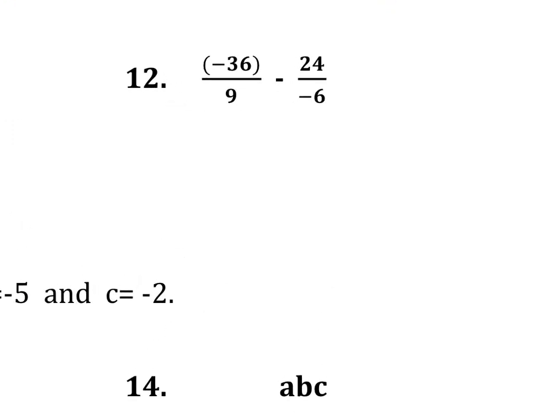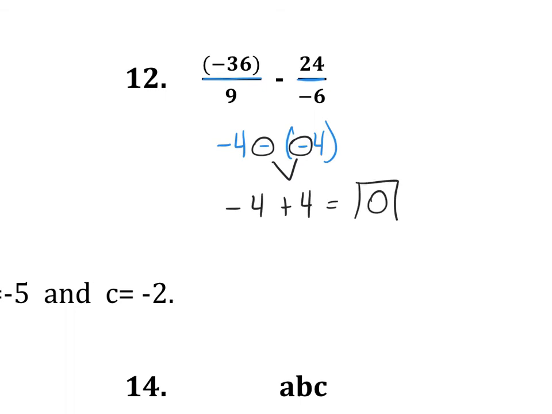Okay, 12. I need to divide before I can subtract. 36 divided by 9 gives me -4. 24 divided by -6 is -4. So now look, a negative and a negative give me a positive. So -4 plus 4 is 0.